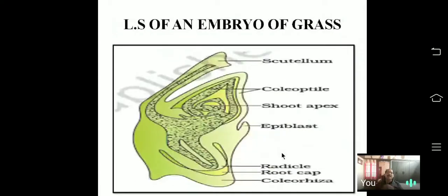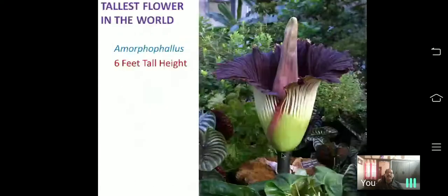Similarly, I will show another flower that is the tallest flower in the world. It is there in your textbook. The flower is Amorphophallus. It is a 6 feet tall flower. It may be asked for 1 mark. Name Amorphophallus. It is the tallest flower.